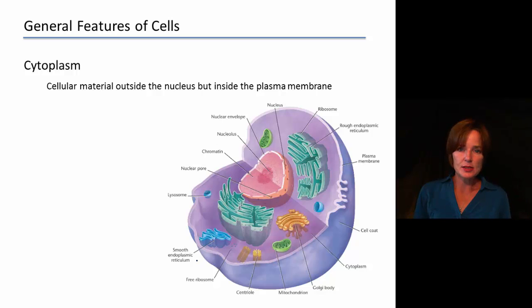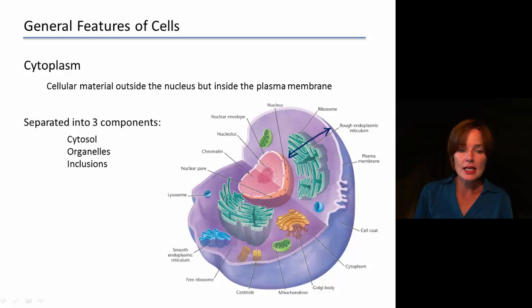Just inside of the plasma membrane, we have what's called the cytoplasm. The cytoplasm is a cellular material that basically is anything in between here and here. So we're not talking about the nucleus, but we're talking about everything outside the nucleus until we get to the plasma membrane. And that's a lot of different materials. The materials that we do have in the cytoplasm fall into three main categories. We have the cytosol, the organelles, and then there's also inclusions.